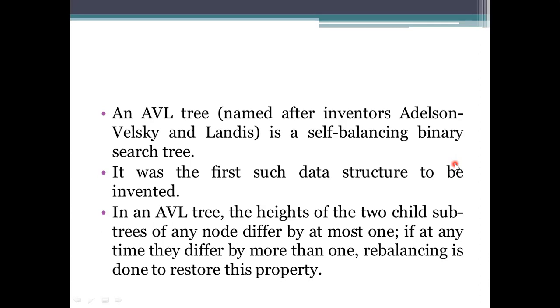And the AVL tree has been given its name after its inventors, Adelson-Velsky and Landis. So from their first letters, A from Adelson, V from Velsky, and L from Landis. These three people invented the self-balancing binary search tree representation, and it is mostly used, as I said, in sorting and dictionary-based representations. The name is given after the inventors.